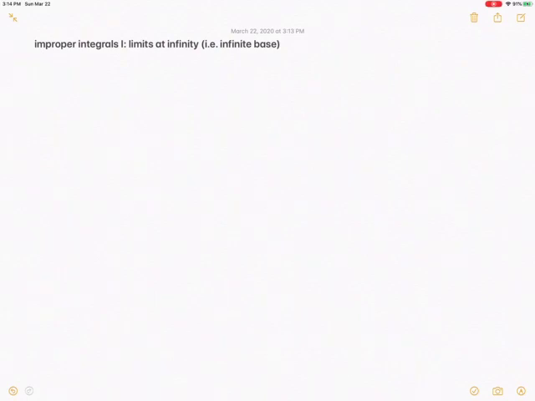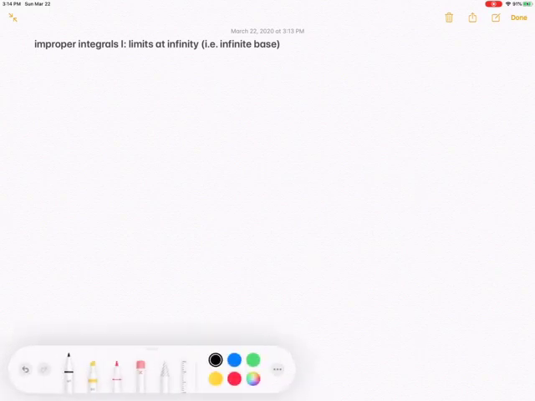Alright, so this topic is the first of improper integrals, and there are basically two types. The first type is integrals where the limits of integration are at infinity.